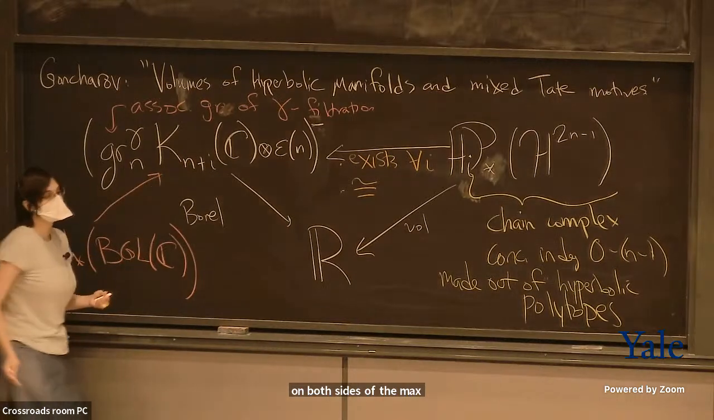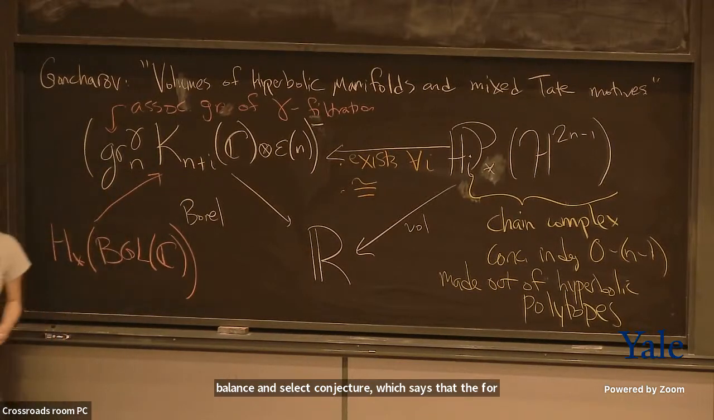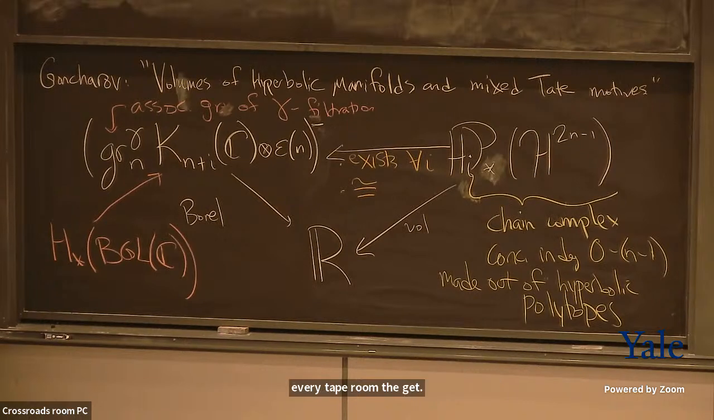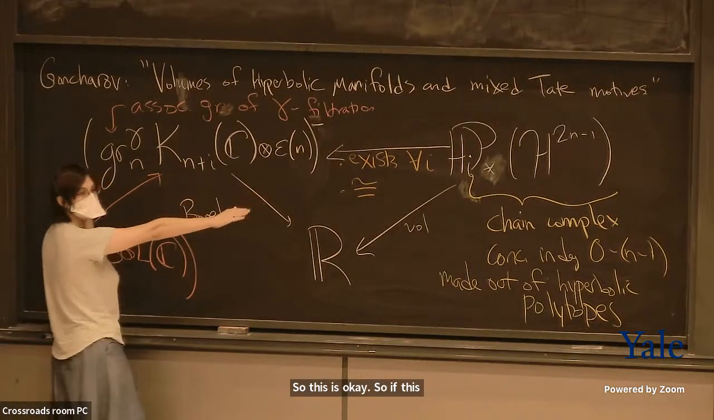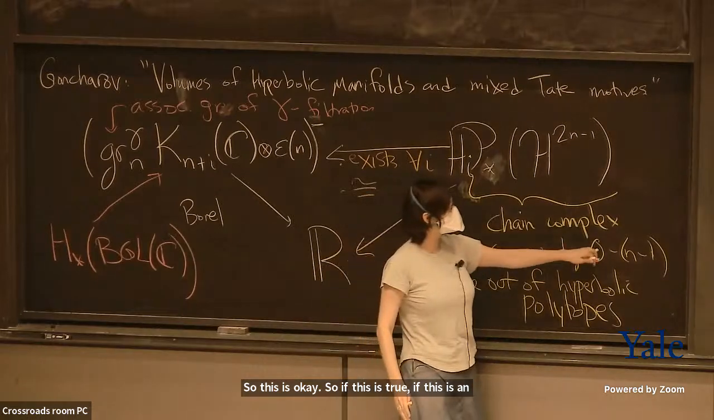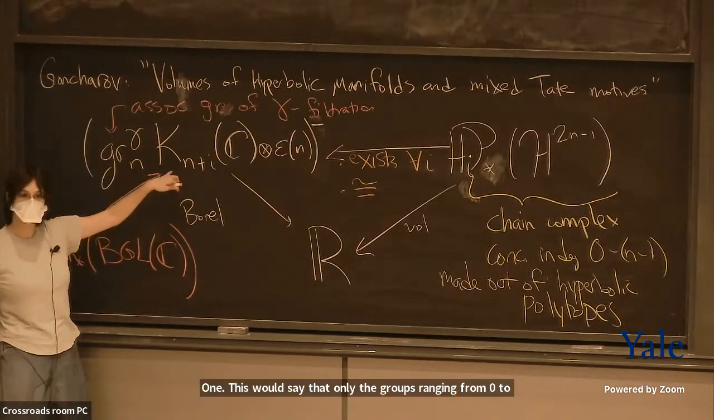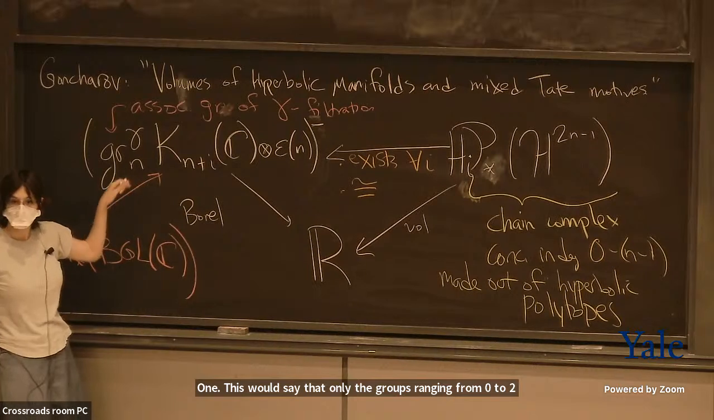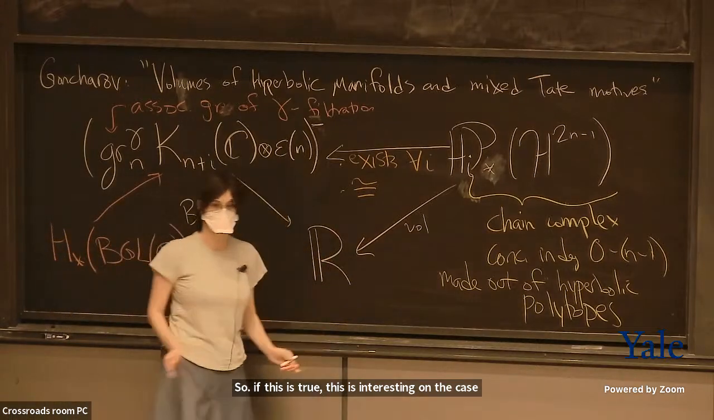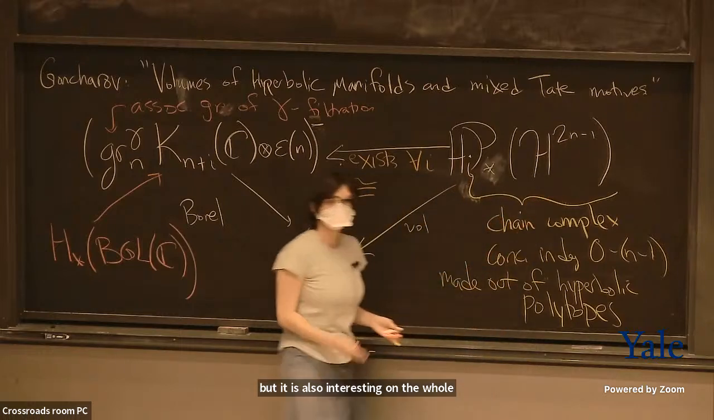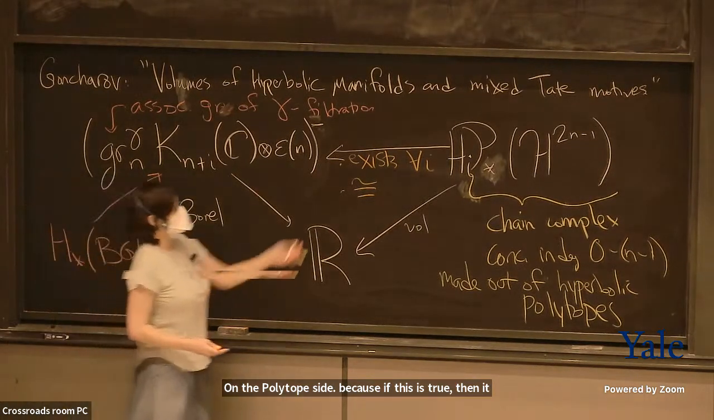And this is interesting on both sides of the map. So on this side, there's a big conjecture called the Beilinson-Soulé conjecture, which says that for every K group, the bits of the gamma filtration only appear in degrees sort of n over 2 through n. So if this is an isomorphism, because this only appears in degrees 0 through n minus 1, this would say that only the groups ranging from 0 to 2n-ish have nth graded pieces. So if this is true, this is interesting on the K-theory side because it proves this big conjecture. But it is also interesting on the polytope side, because if this is true, then it gives us a solution to the generalized Hilbert's third problem for hyperbolic geometry.